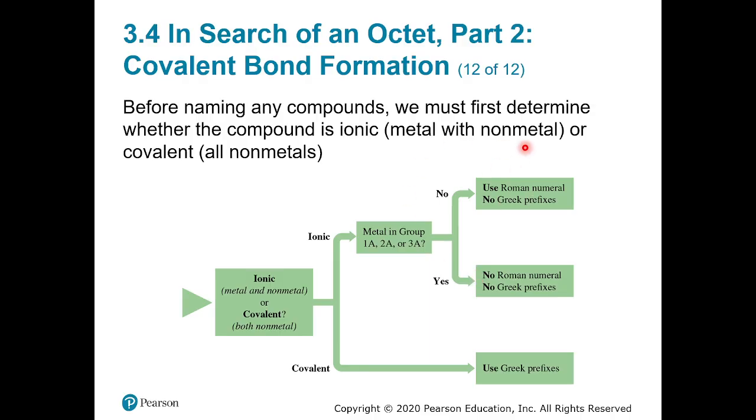These right here, if they're not in these groups here, you're going to need the Roman numerals because you need to represent the variable charges, right? And so that's going to be things like iron 3 oxide. Okay.